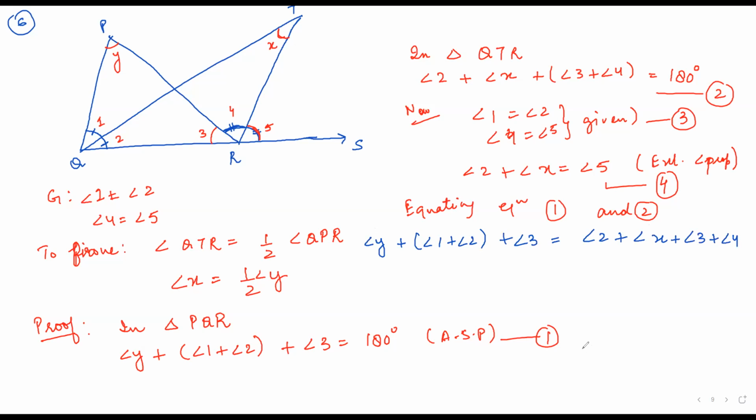Yes. Okay. Now, first of all, I can see angle 2 on both sides, so I can cancel it. And also I can see angle 3 on both sides, that I can cancel. So I'm left with only angle Y plus angle 1 is equal to angle X plus angle 4, right? Okay.